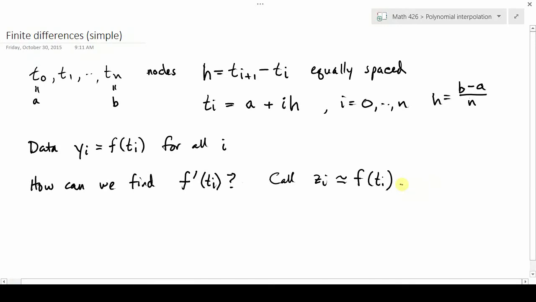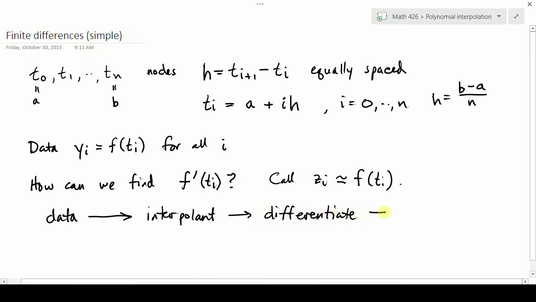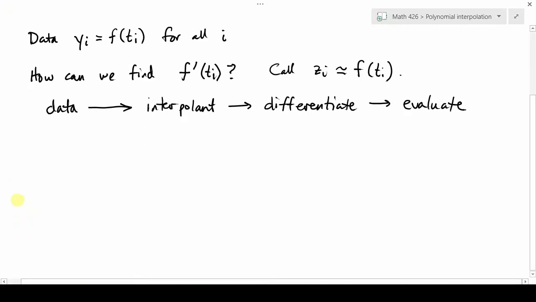And one way of doing this is to take the data, turn that into an interpolant, and then differentiate the interpolant, which is another function, and then you evaluate that derivative wherever you wanted it. So that's the framework that we're going to use. So the first step is you choose some subset of nodes near the one that you're interested in.